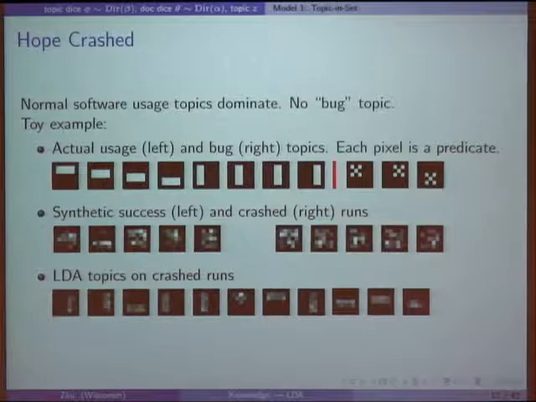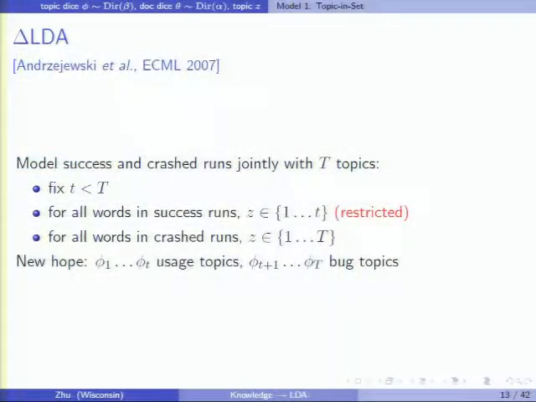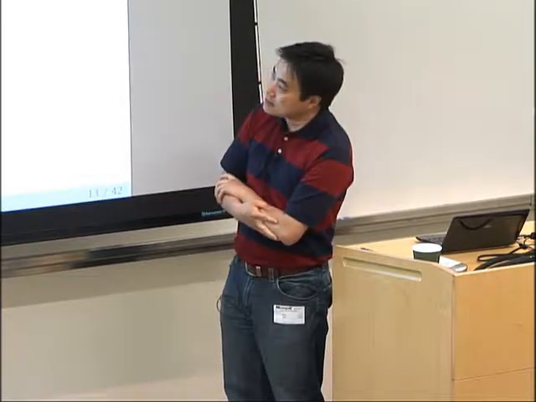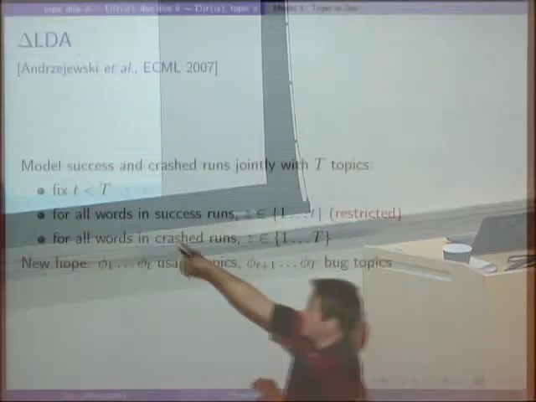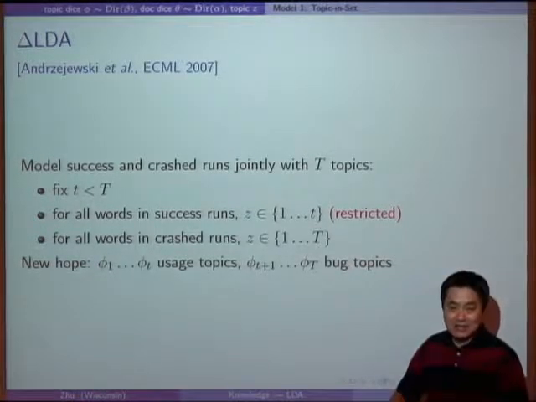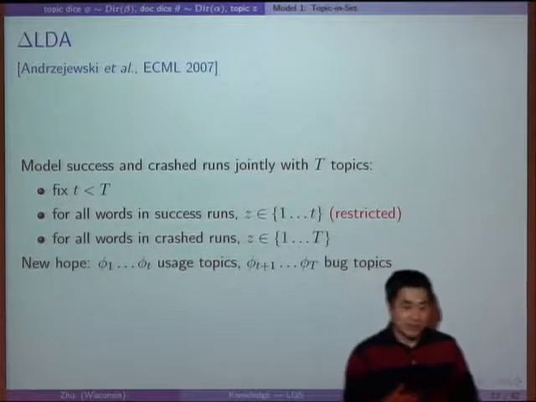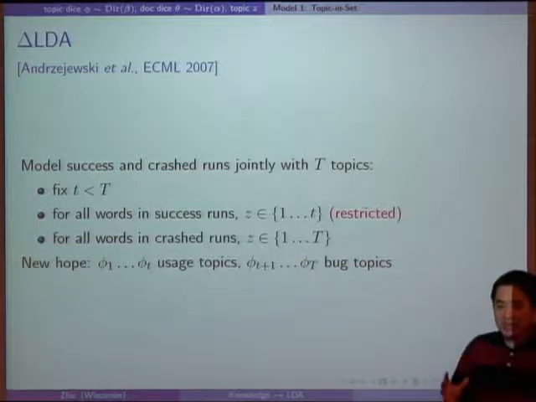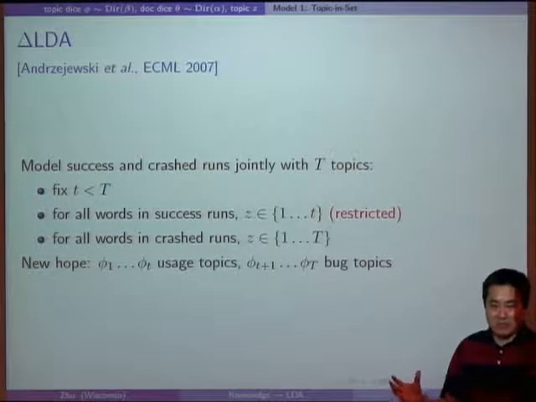All right. So what should we do? Here's a fairly simple idea. Since we know which runs crashed and which did not, we can actually jointly model both kinds of documents. And here's intuitively what I want to do. Let's say I want to use big T topics overall, but I can set aside a smaller number of topics, small t, and say that those are usage topics, and the remaining ones are bug topics.